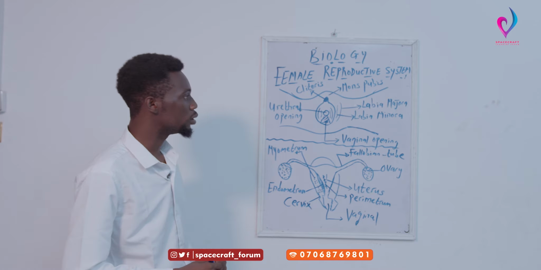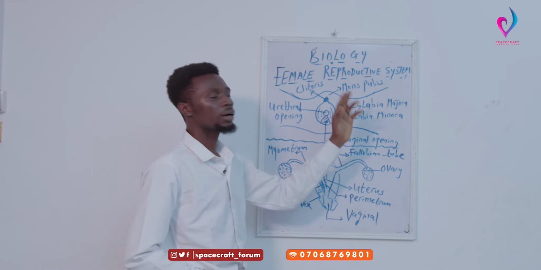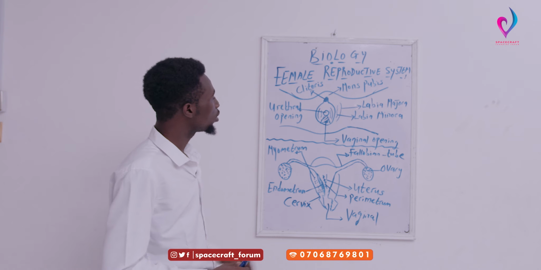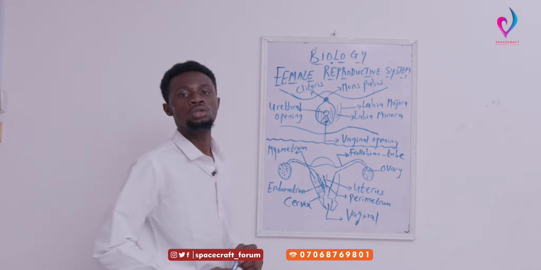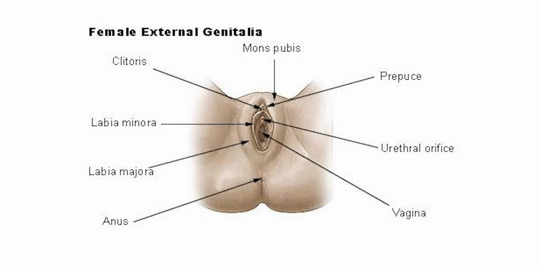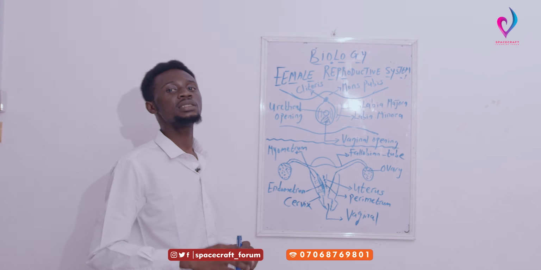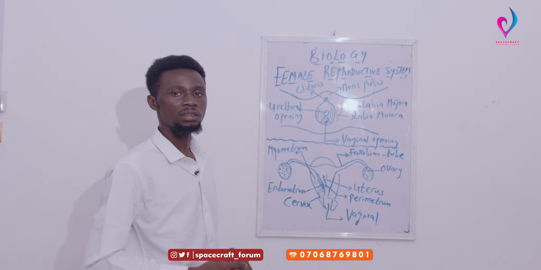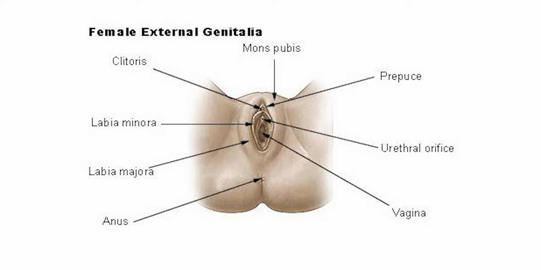The outer skin fold is known as the Labia Majora. Now, below the Labia Majora is the inner skin fold, known as the Labia Minora. Proceeding to the inner part of the female reproductive system, there's a particular structure up here known as the clitoris. This clitoris contains many sensory neurons. As a result, it is very sensitive, and this is responsible for sexual arousal in females.